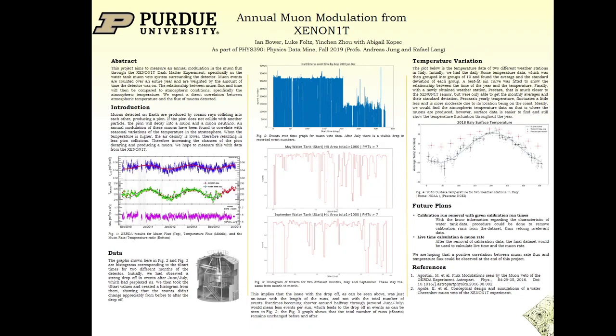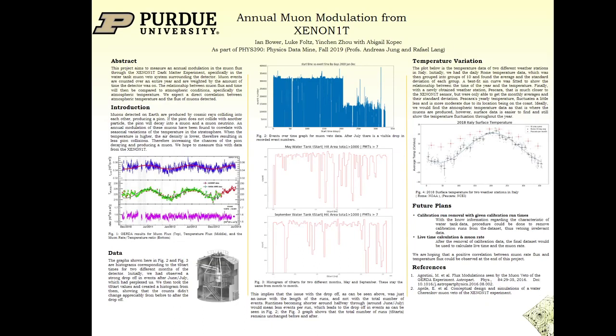Muon events are counted over an entire year and weighted by the amount of time the detector was on. The relationship between muon flux and time will then be compared to atmospheric conditions, specifically the atmospheric temperature. We expect a direct correlation between atmospheric temperature and the flux of muons detected.